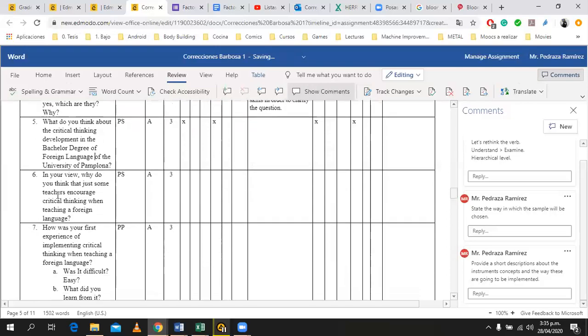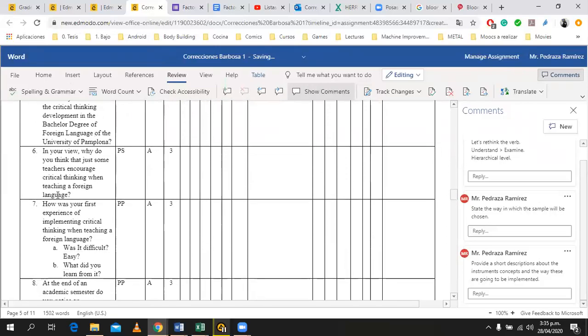Sounds better. In your view, why do you think that just some teachers encourage critical thinking when teaching a foreign language? Okay, this question sounds kind of critical, right? Because here, you're making assumptions right here on the fact that some teachers do or implement critical thinking, right?